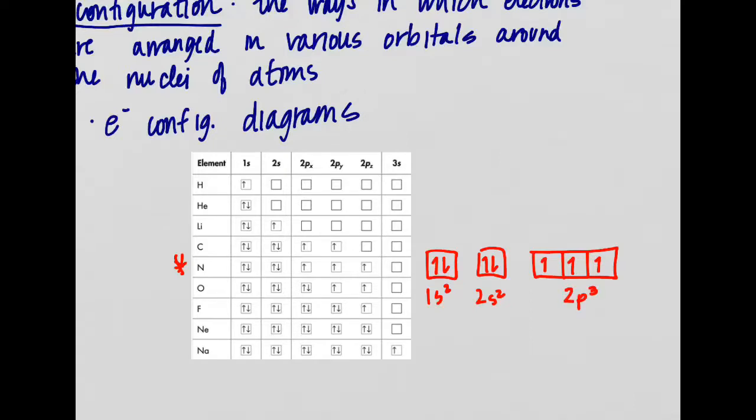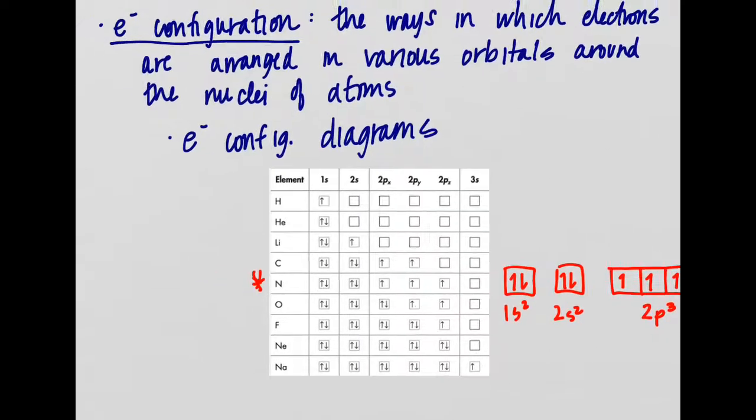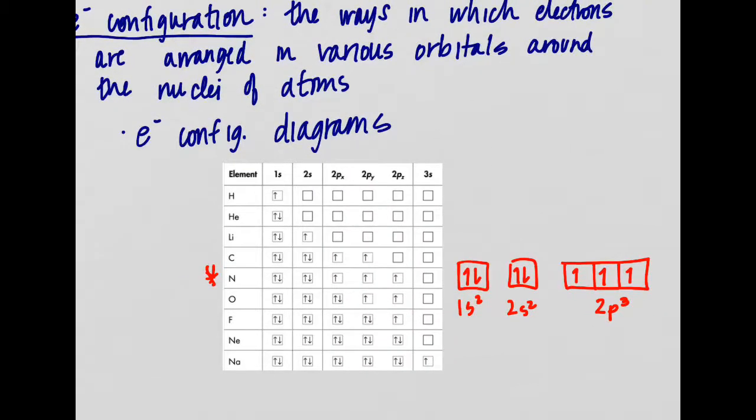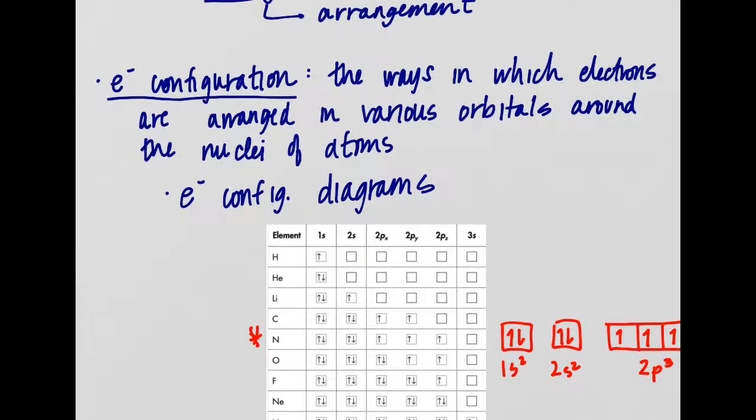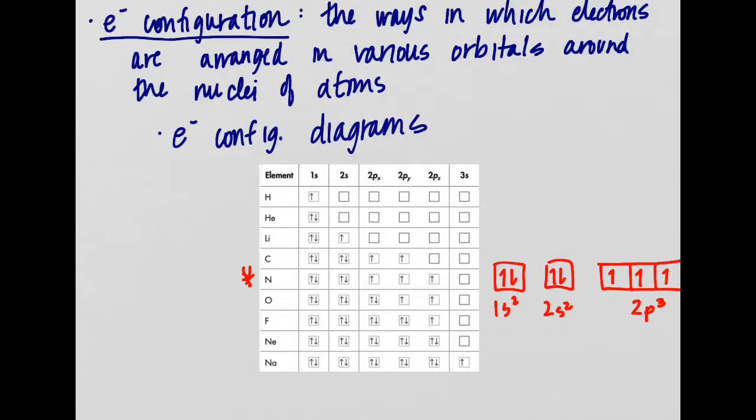I'll explain that in a second when I get more into it. That's the only difference between this diagram that I showed you: we draw the p orbitals connected, not disconnected like this. All right, so that's the electron configuration diagrams that we can have.